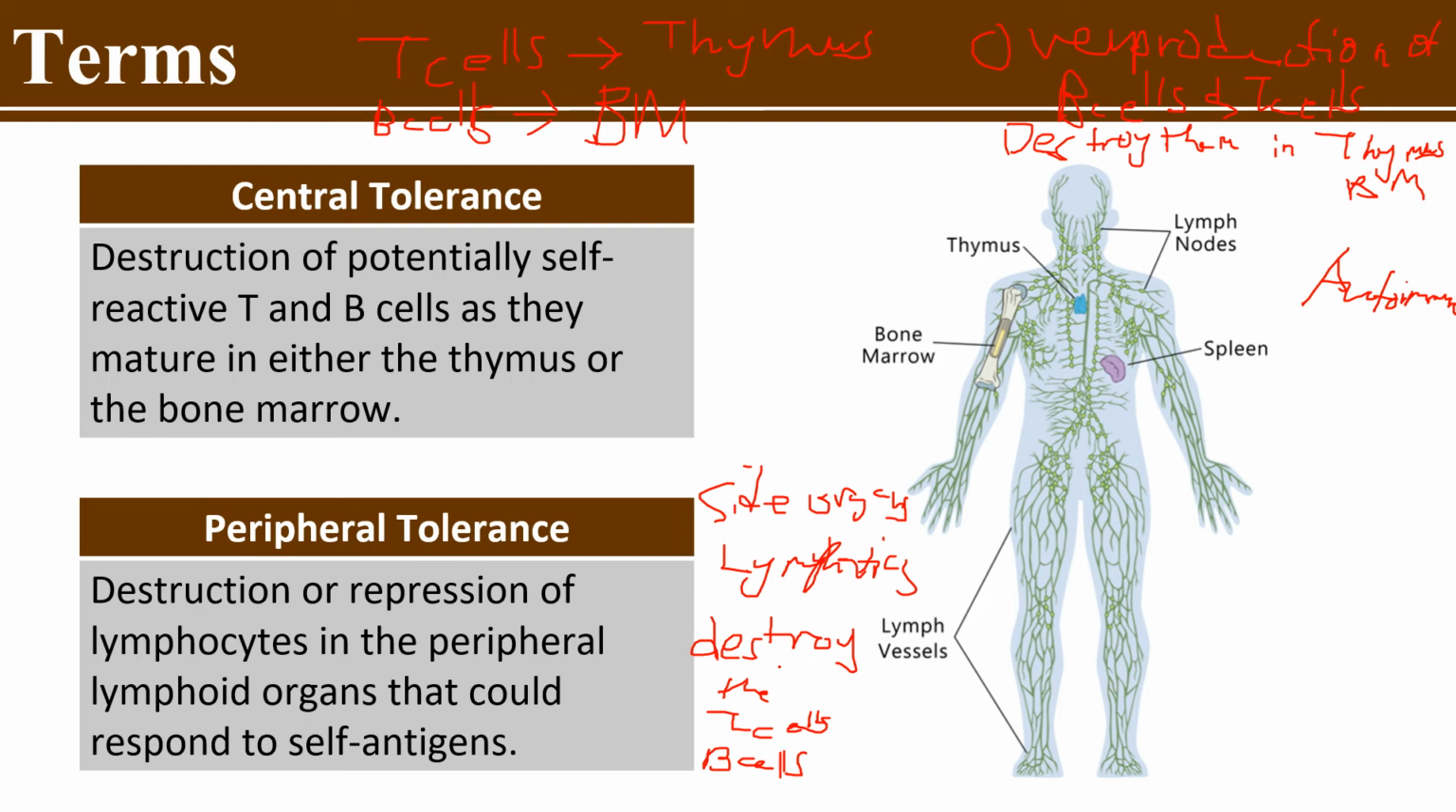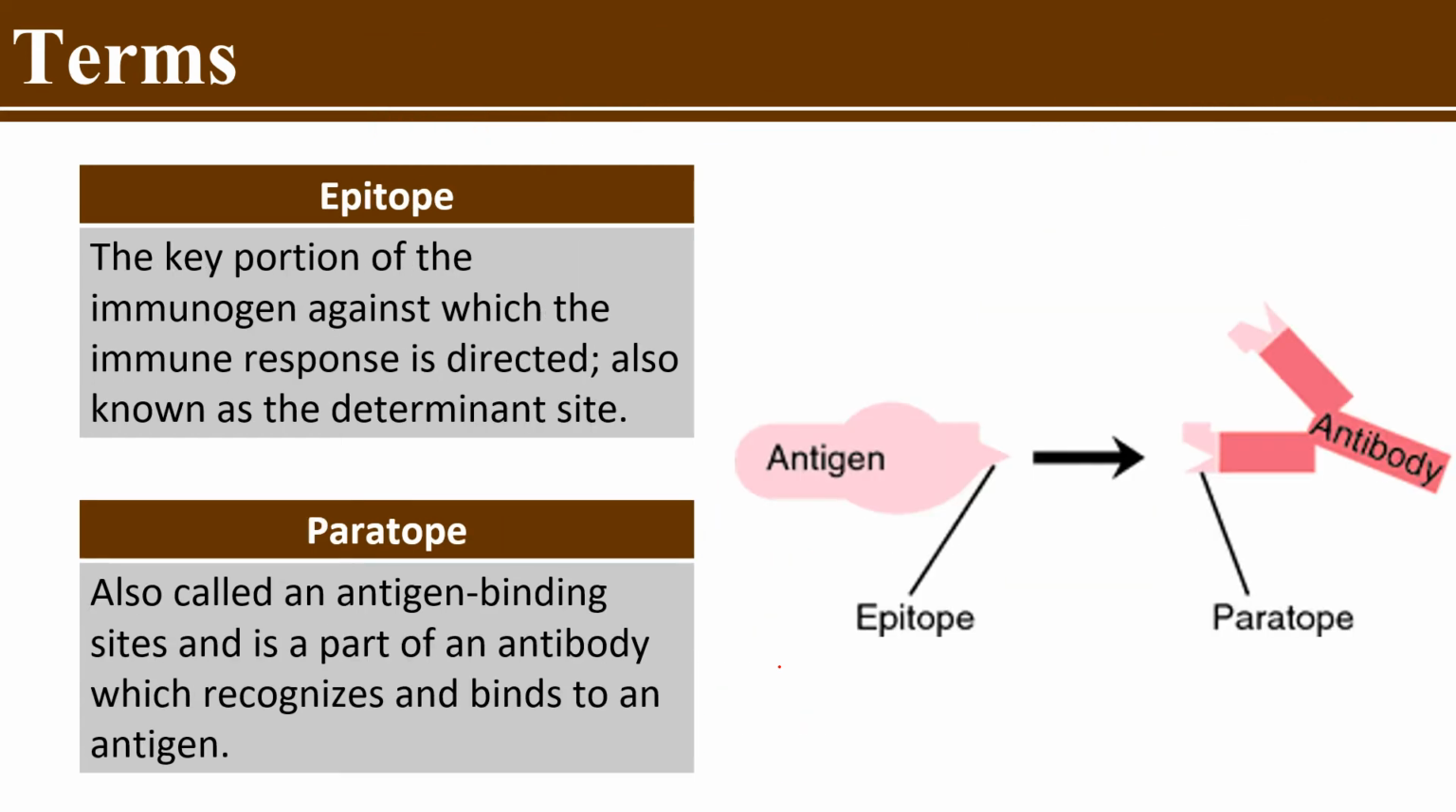Just remember, class, that when it comes to central tolerance, it involves the major organs, thymus and bone marrow, while for peripheral tolerance, it would involve the side organs, lymph vessels, spleen, and lymph nodes. Then, let's talk about the epitope and the paratope.